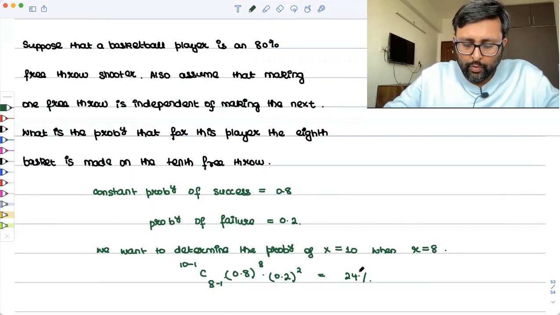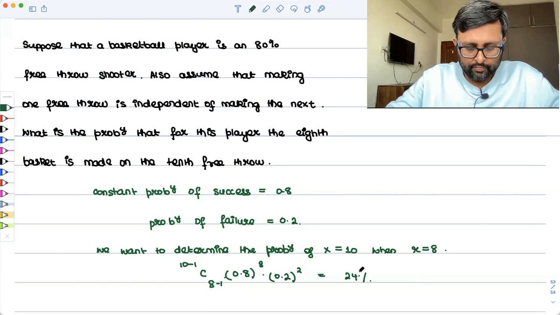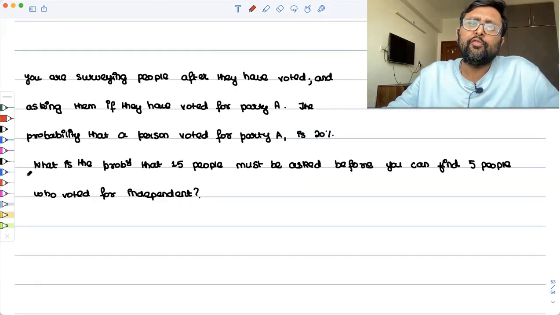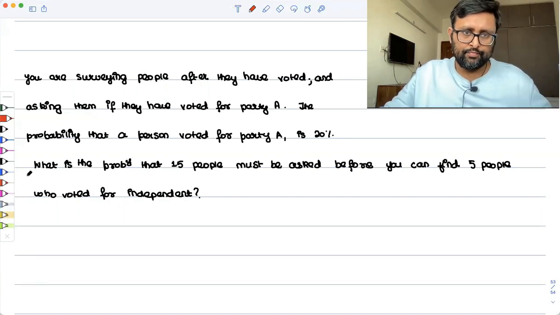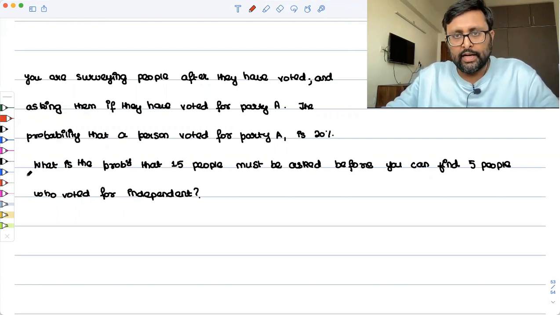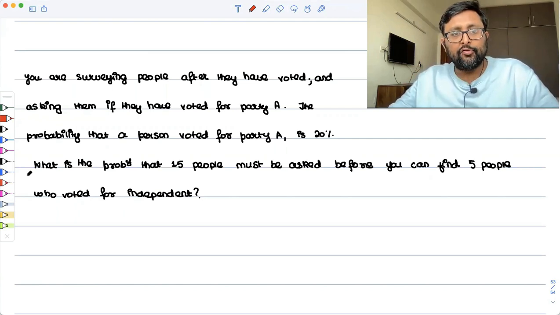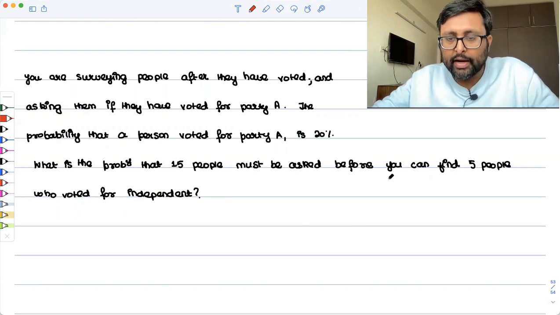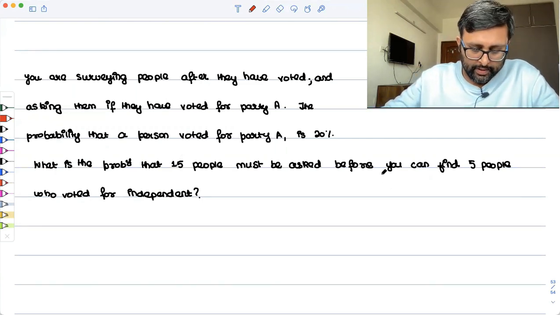So you can also write one more question. For example, you are surveying people after they have voted, an exit poll survey. And you're asking them whether they have voted for party A or not, right? The probability that the person has voted for party A is 20%. So that probability is fixed. What is the probability that 15 people must be asked before you can find 5 people who voted for independent? So that is what negative binomial is.